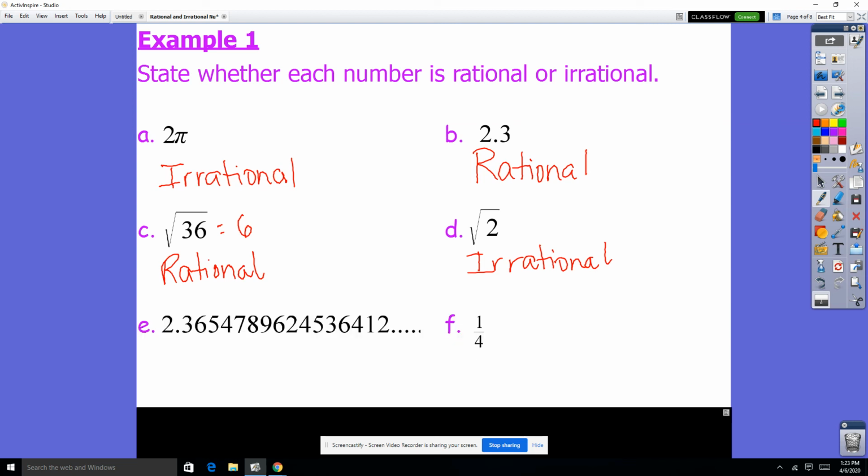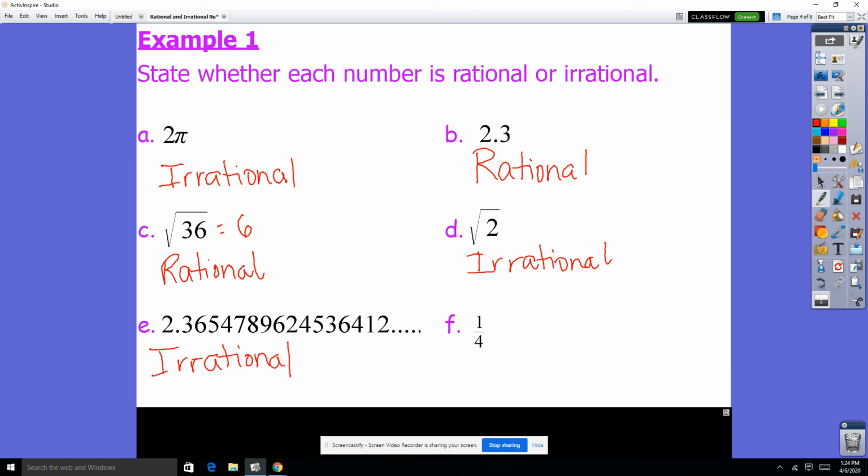Part E, I've got 2.3654782, and so on. Okay, this is a decimal that repeats, but it doesn't repeat in any order. So if it's a decimal that repeats in no order, it is irrational.